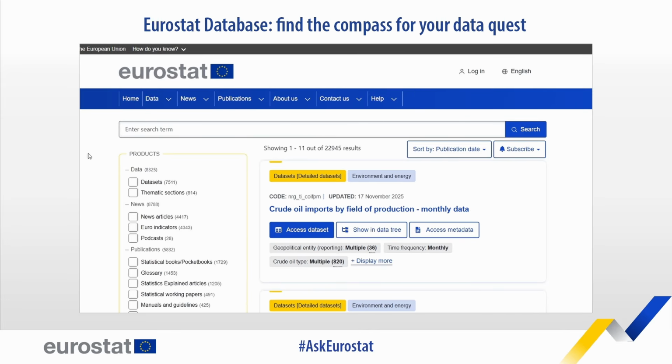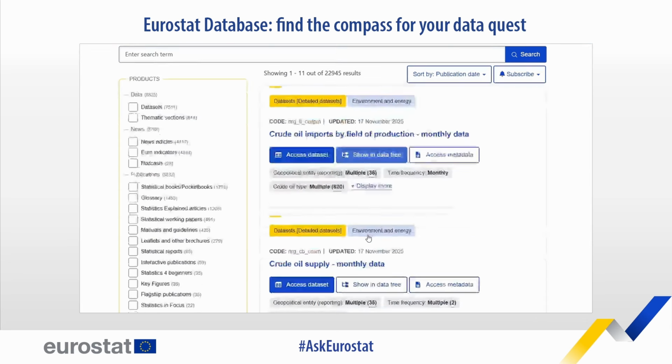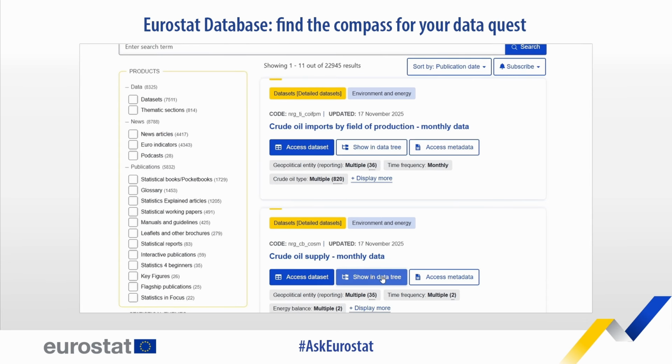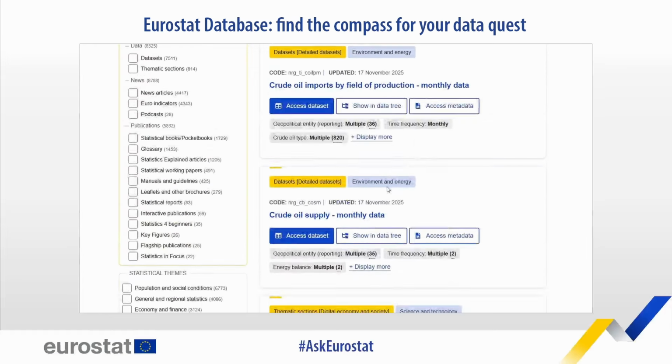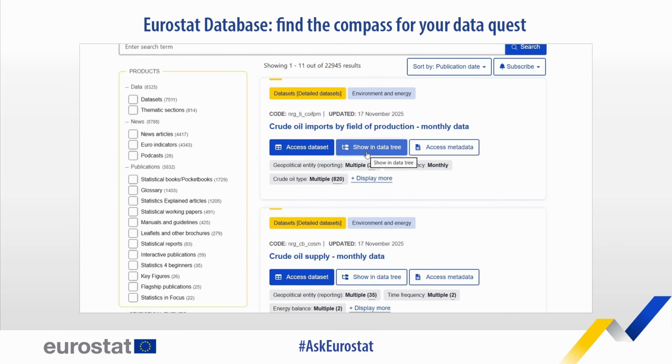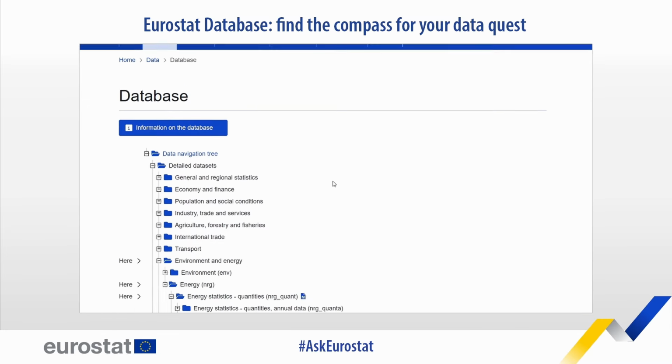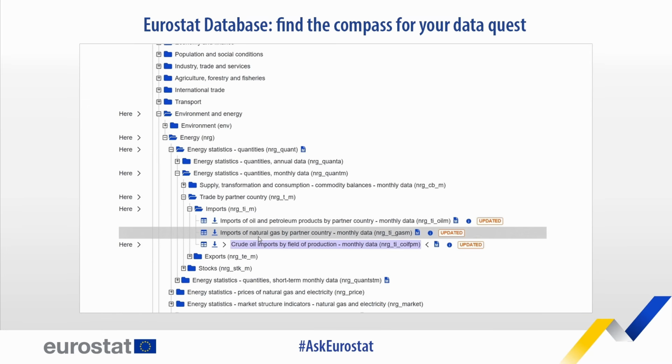useful in our searches. I'm referring to this icon here showing data tree, because by clicking on it, you can see exactly where the dataset is located in the navigation tree. And this allows you to explore other similar datasets that belong to the same data collection and that could interest us. For example, by clicking on this one on crude oil imports by field of production, we see that there are two other similar datasets on imports of oil and natural gas.